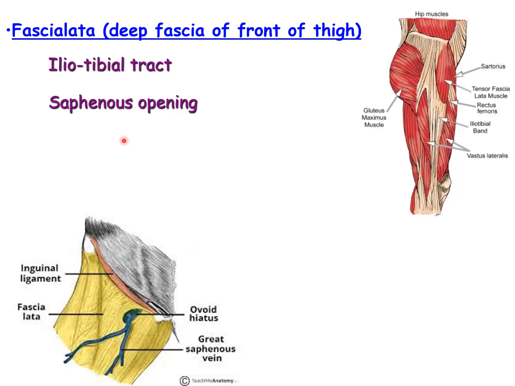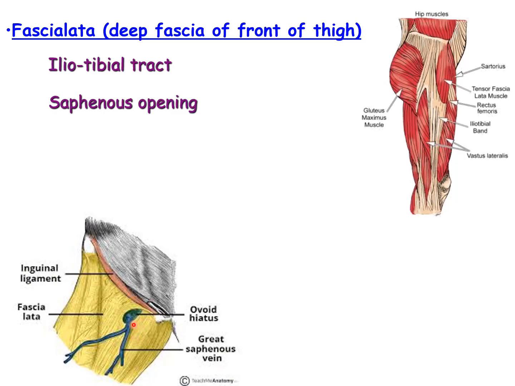The second important feature is the saphenous opening. The saphenous opening is an oval opening like you see here. It's about 3 cm below the inguinal ligament. As you see, the saphenous opening is an opening in the deep fascia, or the fascia lata. Its importance is to pass structures from outside to inside or the opposite.